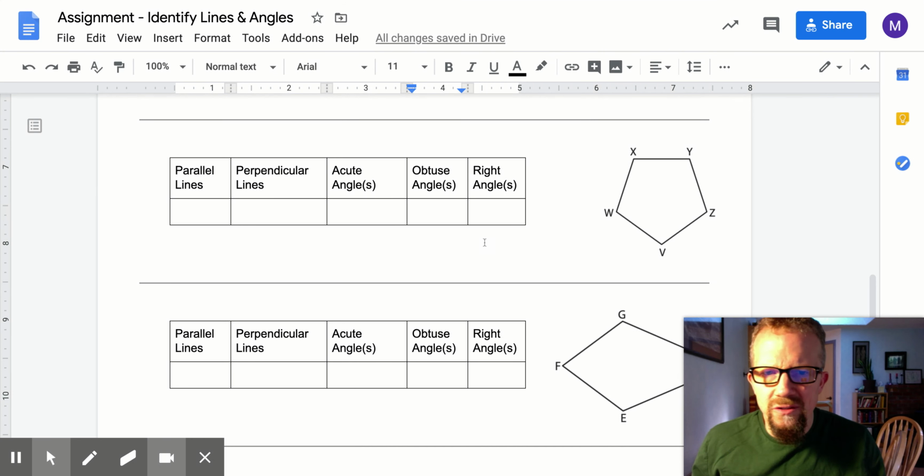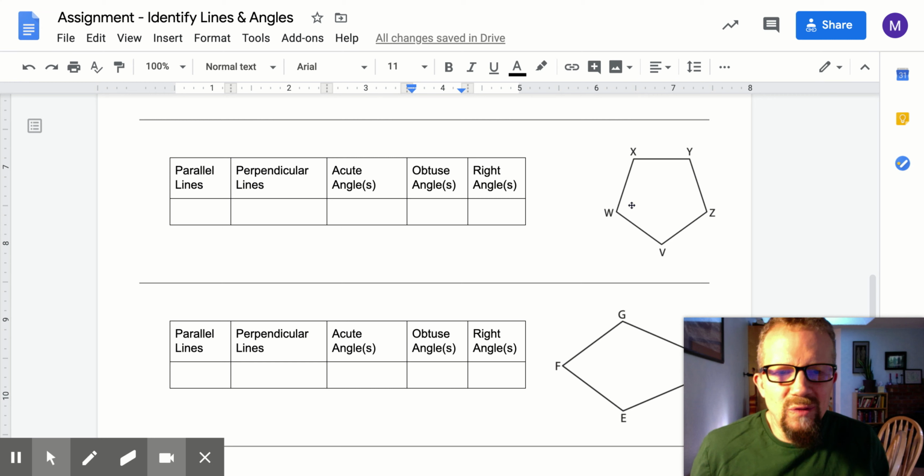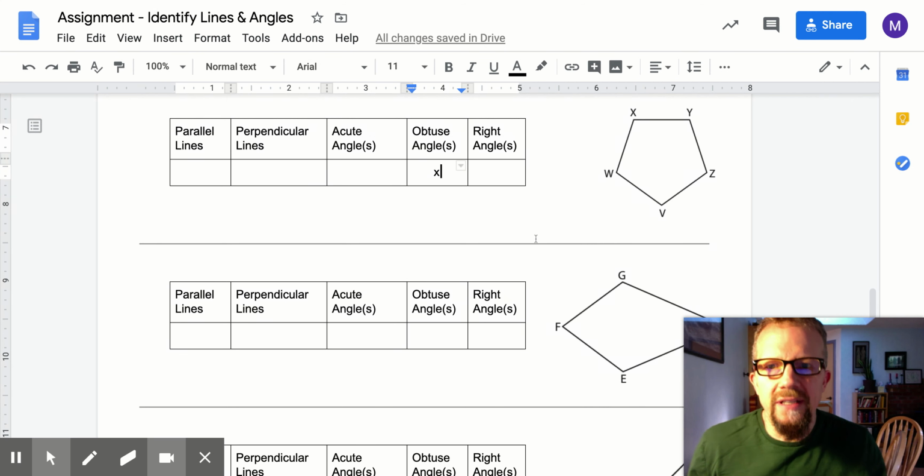Moving on down to our pentagon. A lot of people think that there are parallel lines here, but none of them are actually going in exactly the same way. They're also not making right angles, so they're not perpendicular. All we've got there is 5 obtuse angles.